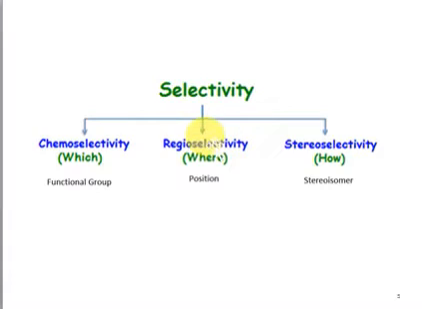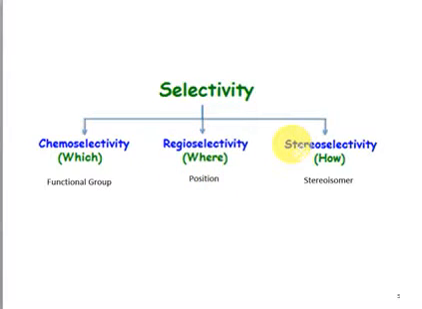Regioselectivity is dependent on the position. It means that if you have more than one site available for a reaction, then at which position, or where, your reagent will react, right? So regioselectivity is related to the term where, and what do you mean? It means at which position, or where, your reagent will attack, right? So regioselectivity is related to the position or the site of action.